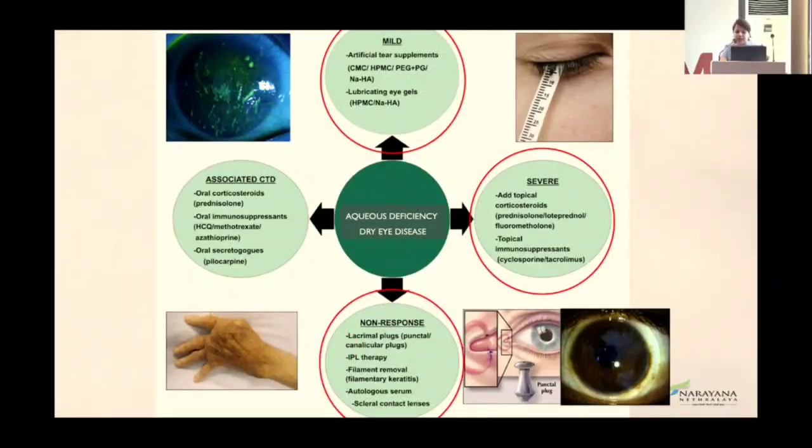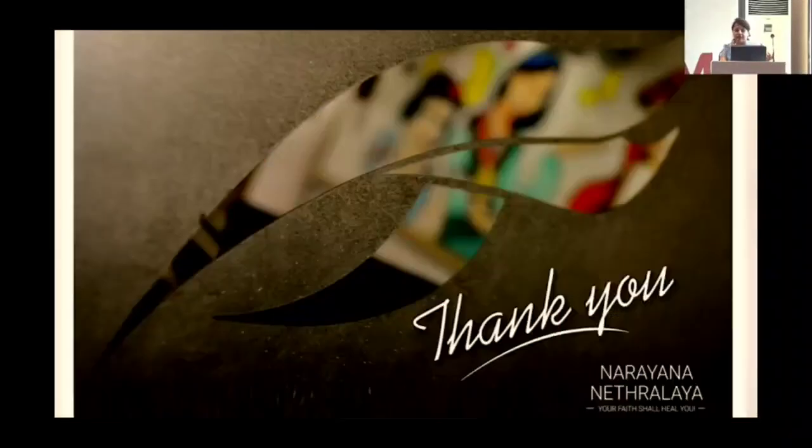In non-responsive cases, you can use lacrimal plugs, more importantly punctal cautery or IPL therapy. For filaments, you can either remove them or use mucolytic agents. And do not forget to collaborate with rheumatologists to start oral corticosteroids followed by oral immunosuppressants. We see most commonly HCQ, methotrexate, and azathioprine being used. And you can use pilocarpine also in order to achieve a complete holistic control of this disease. Thank you very much.